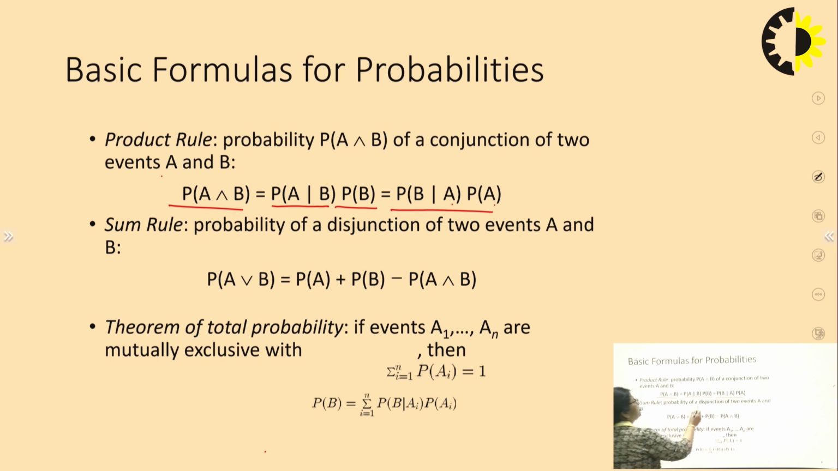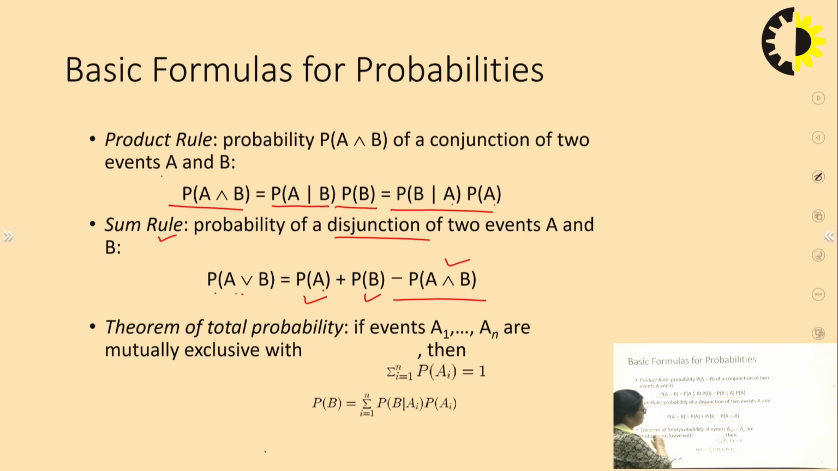What is the disjunction of two events? That is our sum rule. Probability of A or B means the probability of occurrence of A or B. So it will contain probability of A plus probability of B minus the chances which are included in both A as well as B. That has been added twice, so one occurrence will be deleted. This is the sum rule.